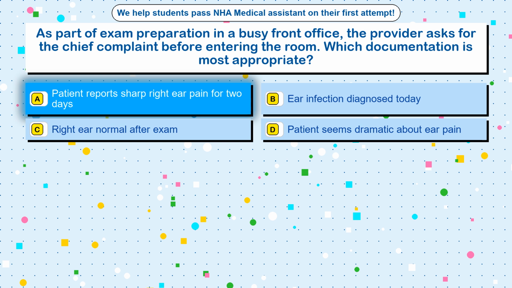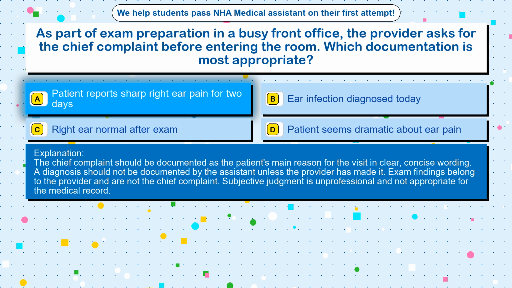The correct answer is option A, patient reports sharp right ear pain for 2 days. The chief complaint should be documented as the patient's main reason for the visit in clear, concise wording. A diagnosis should not be documented by the assistant unless the provider has made it. Exam findings belong to the provider and are not the chief complaint. Subjective judgment is unprofessional and not appropriate for the medical record.